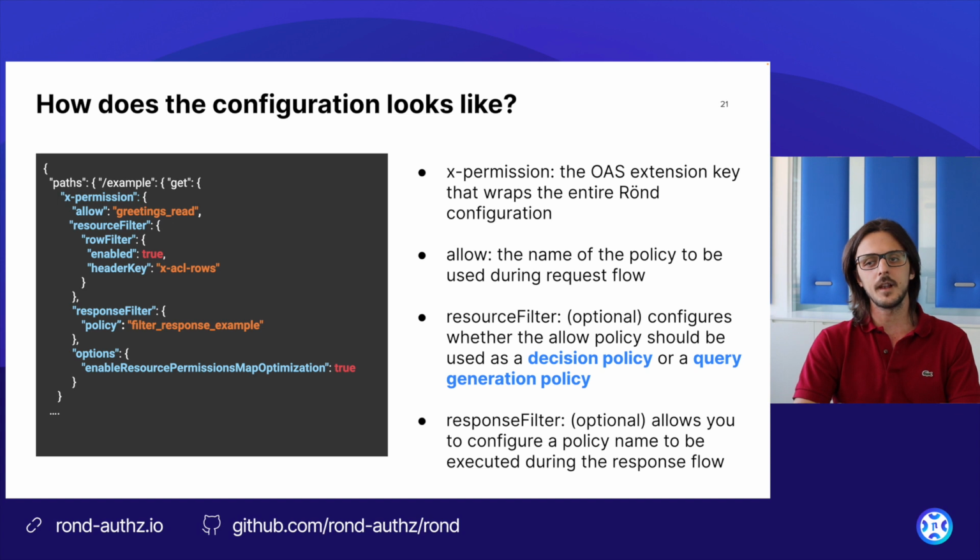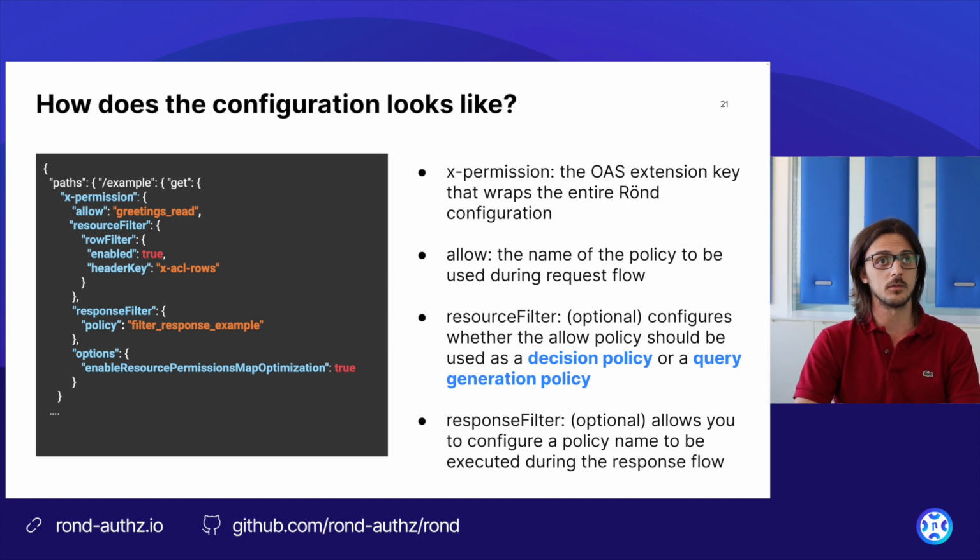Okay, so at last you may wonder, how does the configuration look like? The configuration for each API looks like this. So we have the x-permission custom extension of the OpenAPI specification that wraps up the entire Rönd configuration for each specific API.